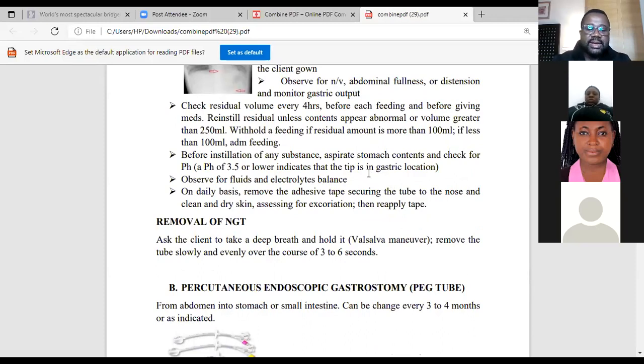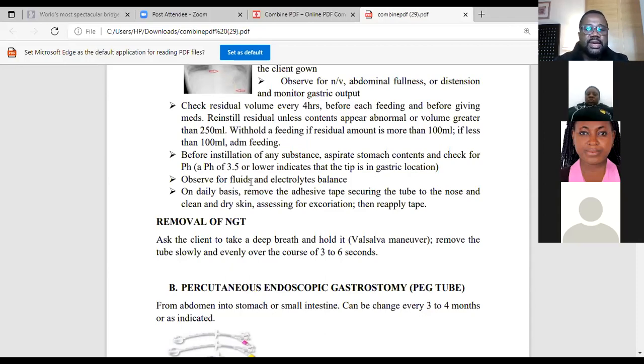Remember, when we say abdominal X-ray, it is to check that the NG tube is in place at the time of insertion, when you initially insert it. But subsequently, when you want to feed the patient and want to know if it is inside, the pH is enough for you to check, okay? You can aspirate the stomach content and check the pH. Remember, the stomach content is acidic.